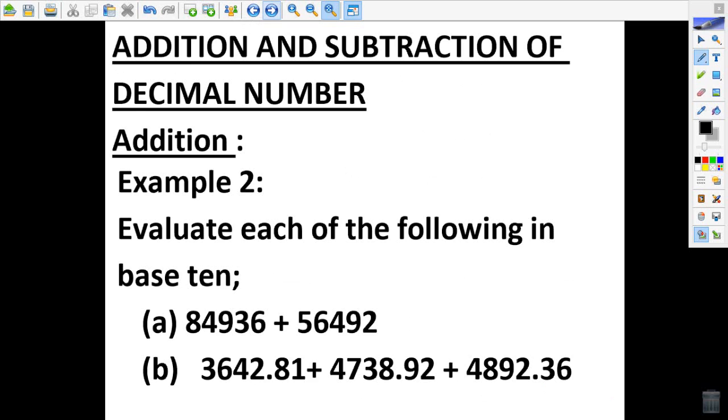Addition and subtraction of decimal numbers. Evaluate each of the following in base 10. We have 8493 and 6564 and 92. Solution.